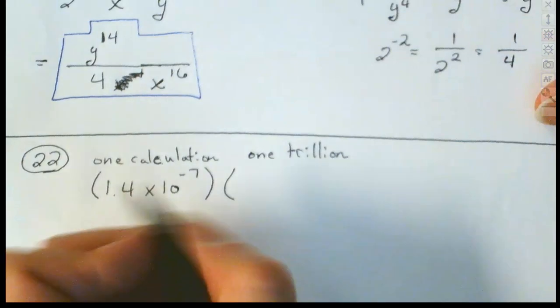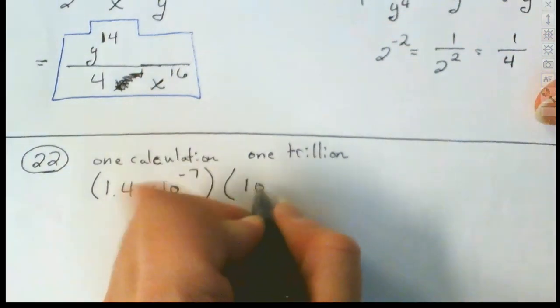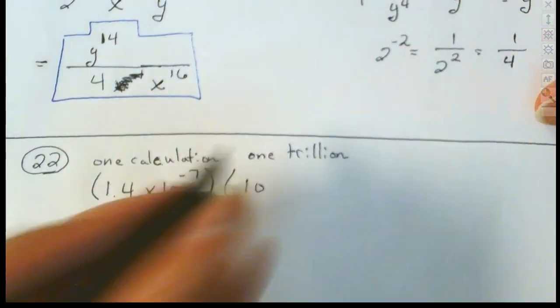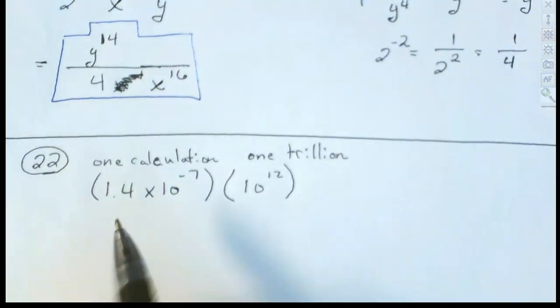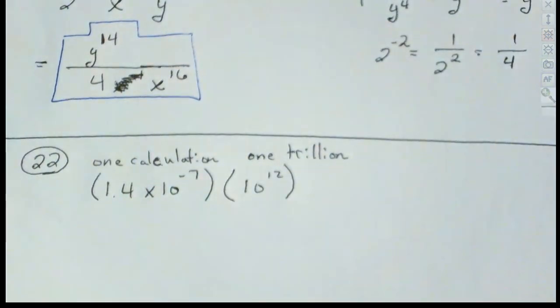And how many seconds are in a trillion? Well, what power would that be? That would be 10 to the 12th power, right? Okay, so this is one calculation. That's how fast the computer takes to do it. We're going to do 1 trillion of these calculations. So we know it should take some time. It's not going to be instantaneous because 1 trillion is a really large number.